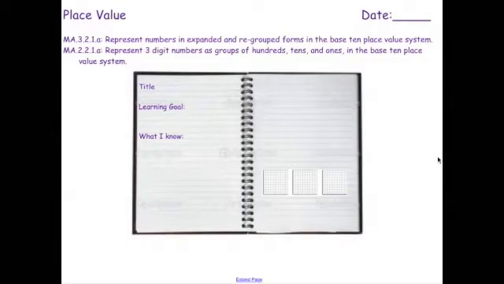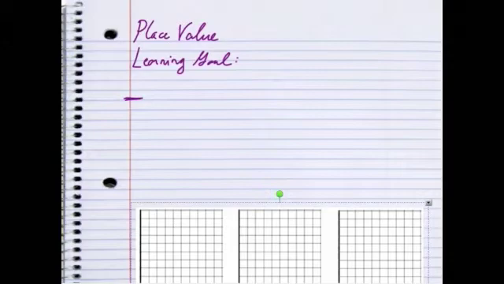You should have manipulatives. You should have a few sets of 100 grids in your notebook from last class. You also should have your title, your learning goal, and your what I know already, right? As we start, we're going to look at an example number. We're going to say each digit in a number has a place value.